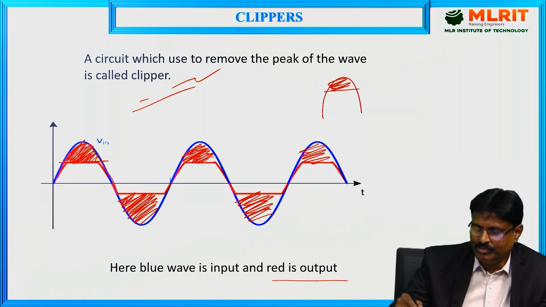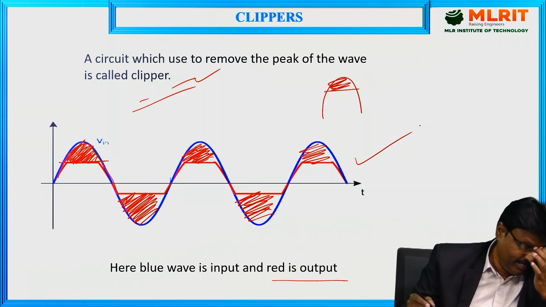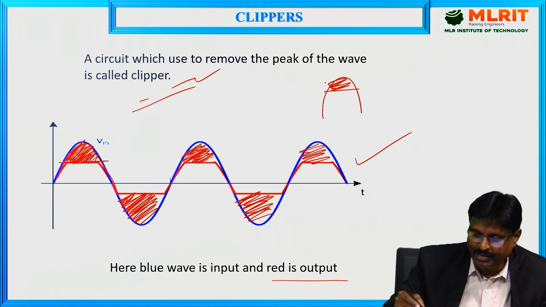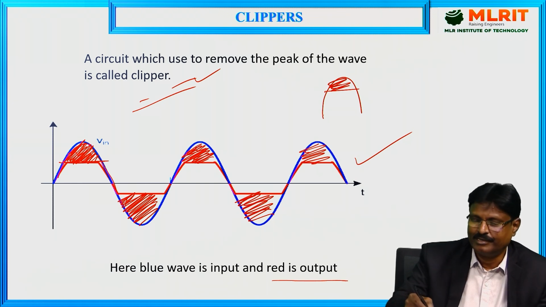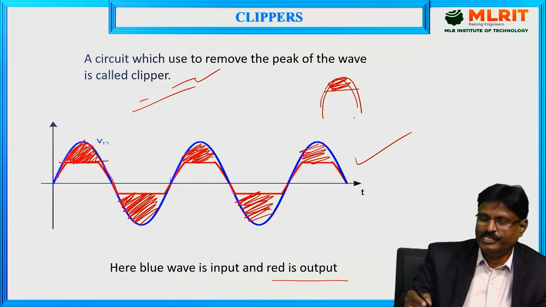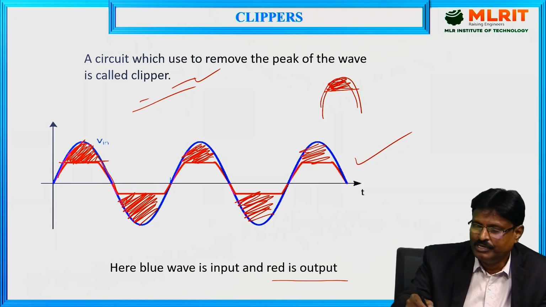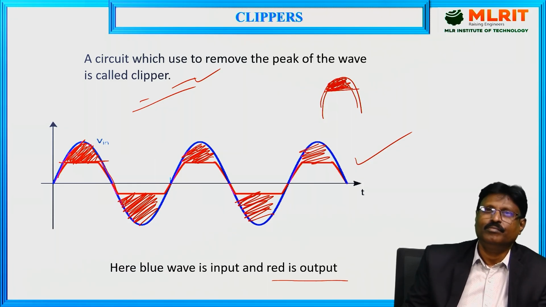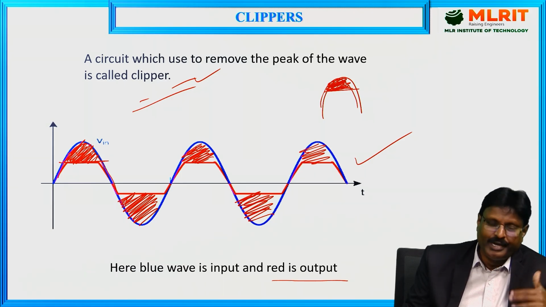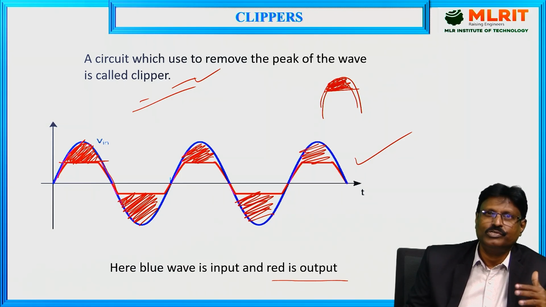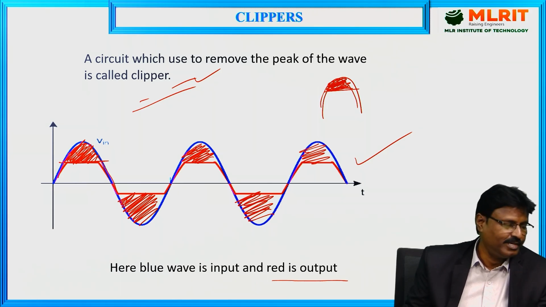So this is about the introduction. It is nothing but comparing our clipper circuit with a nail cutter. That will be a well-known example to you. Nail cutter means it removes whatever portion of the nail you want to remove. In the same manner here, I am using an electronic circuit to remove the unwanted portion of the signal. That is called a clipper circuit, right?